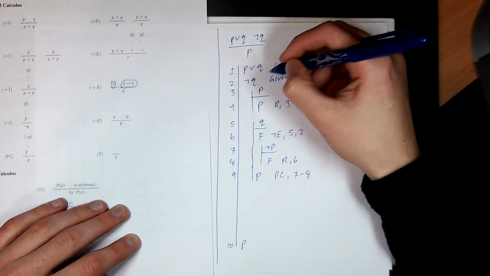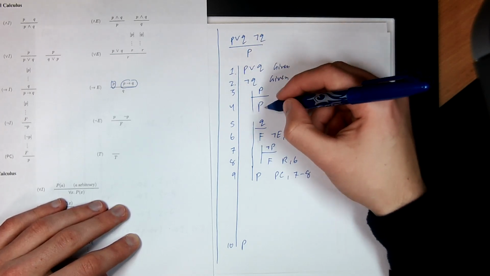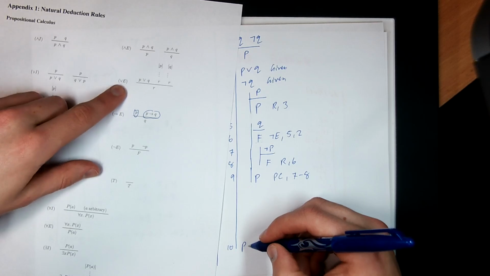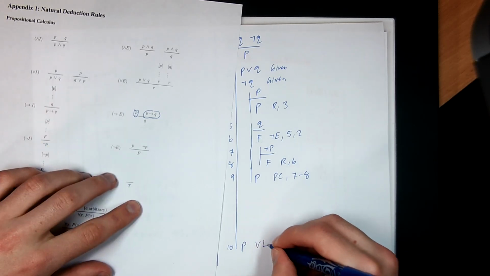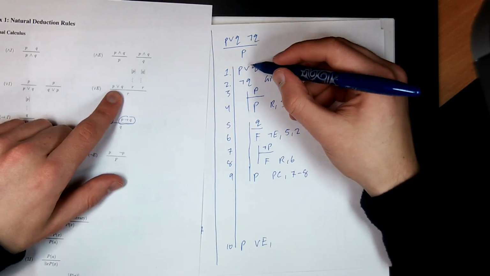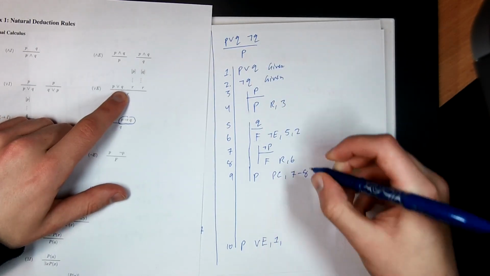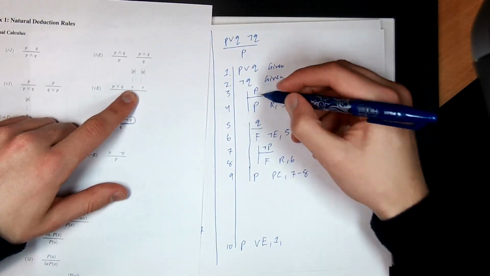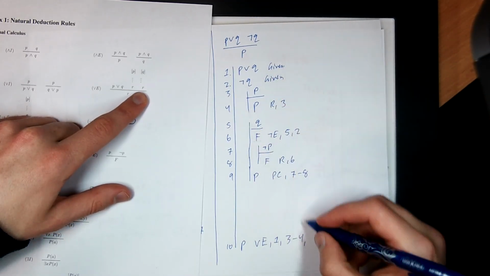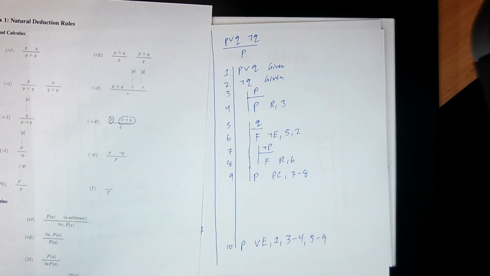I know P or Q is true. If I assume P, I get P. If I assume Q, I get P. Therefore P by or elimination. Or elimination, lines, got to be careful here. I quote where the P or Q is on line 1. I quote the first assumption block, 3 to 4. I quote the second assumption block, 5 to 9. And there we go. We're done. Okay, that wasn't too bad.